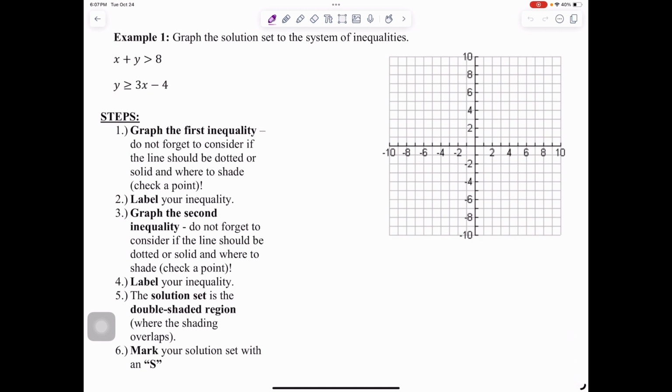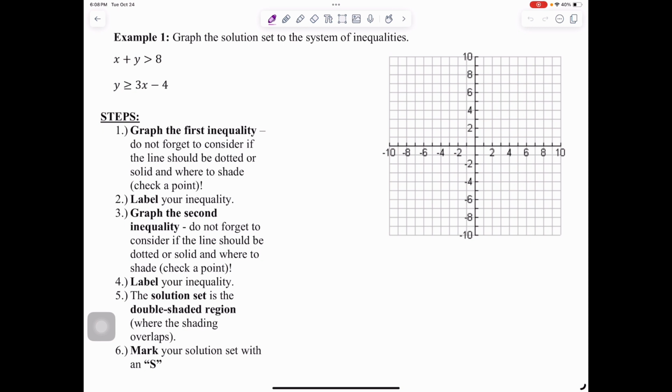In example 1, it says graph the solution set to the system of inequalities. So I'm going to walk you through the steps, but I've also listed them for you so that you can refer back to them and follow step-by-step directions. Obviously, testing out points like we've talked about before is not the best solution. So what we want to do is graph both inequalities on the coordinate grid and identify the solution set from there.